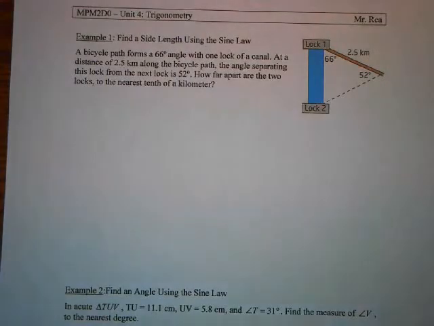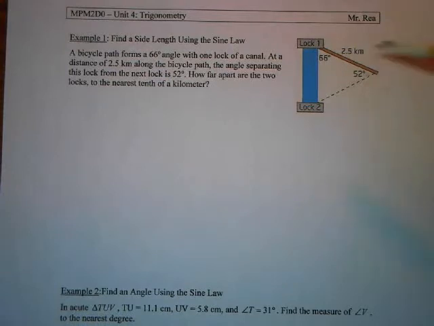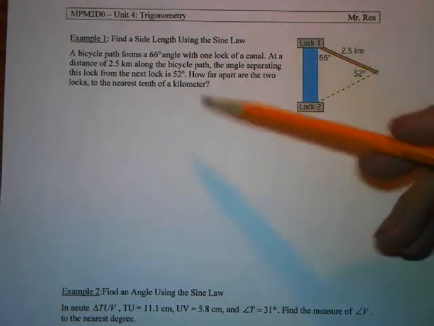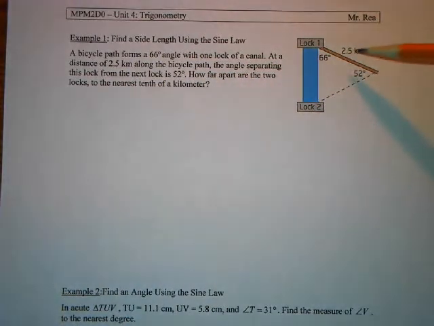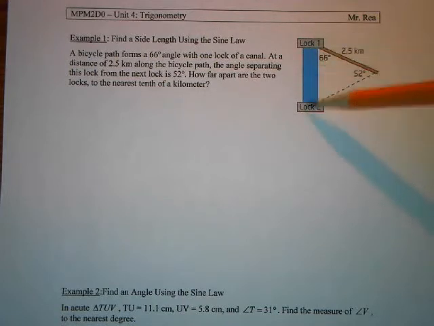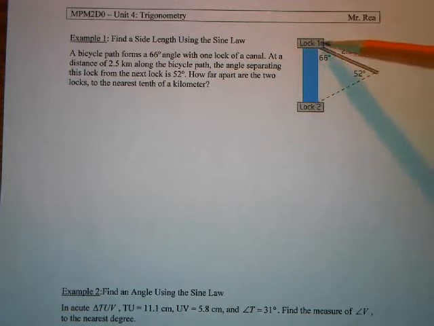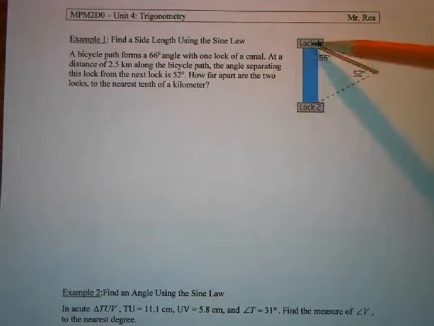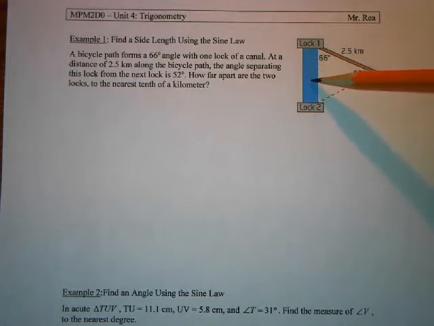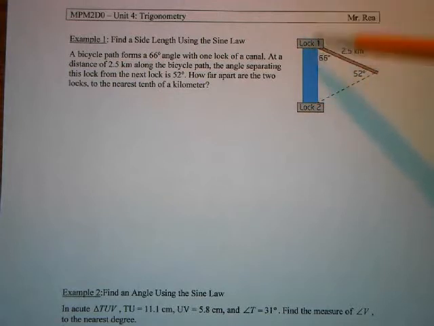Now, this diagram was provided because it's kind of a weirdly worded, complicated question. So you've got a bicycle path. Here's the bicycle path here. The bicycle path forms a 66-degree angle with one lock of a canal. A canal is basically a waterway with a lock at each end. A lock basically can raise or lower the water level in between, so that the boats that travel in the canal can get up and down to the next body of water.